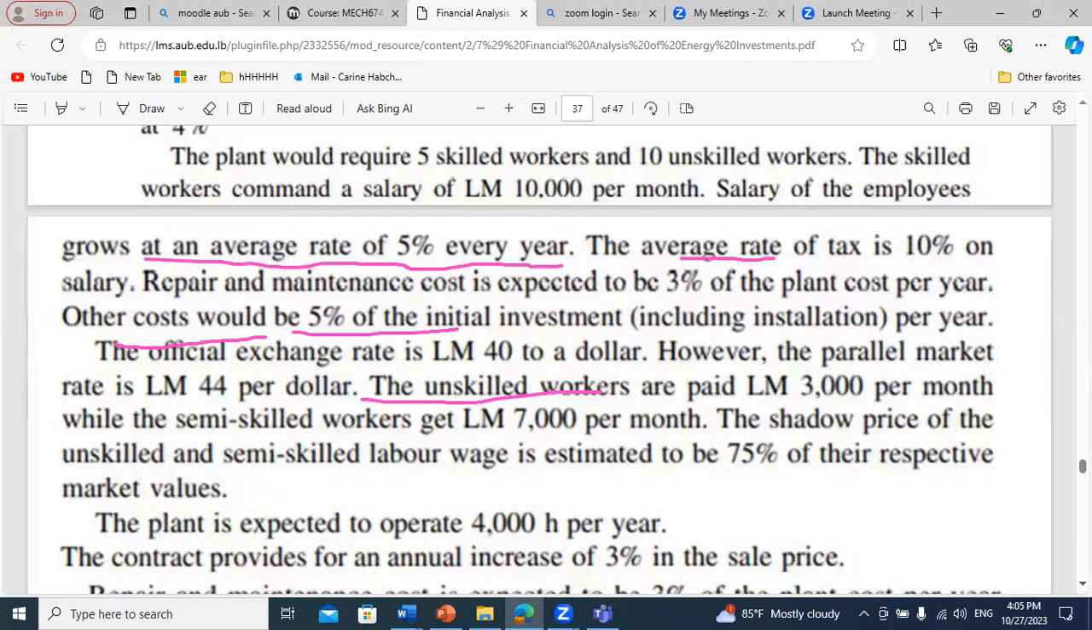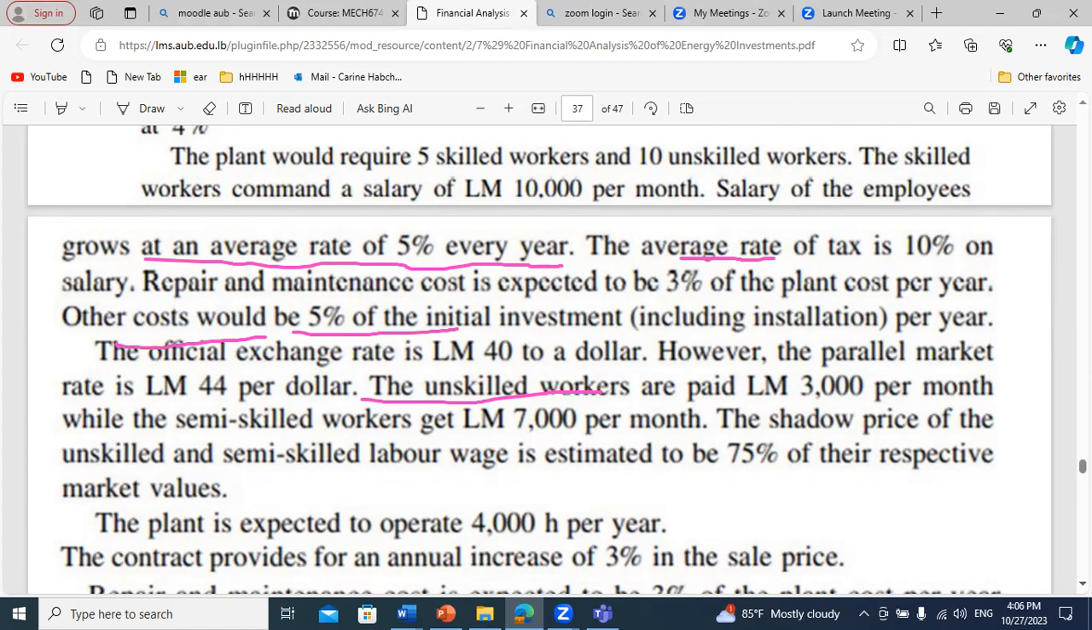Repair and maintenance cost is expected to be 3% of the plant cost per year. Other costs would be 5% of the initial investment, including installation per year. And the official exchange rate is 40 local money to $1, while the parallel market rate is 44 local money per dollar. The unskilled workers are paid 3,000 local money per month, while the semi-skilled workers get 7,000 local money per month.